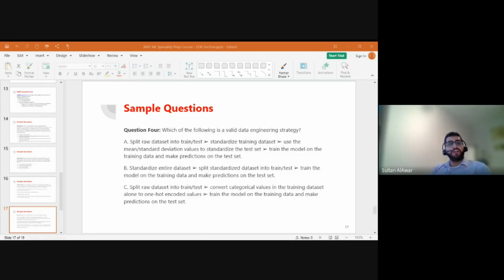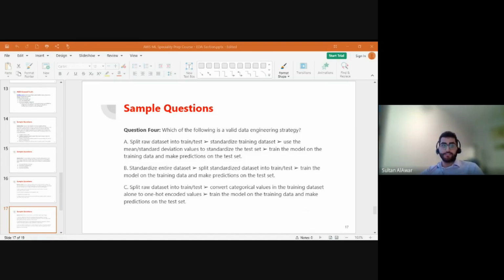Question 4, telling us which of the following is a valid data engineering strategy. Option A is to split the data set into train and test, standardize the training set using the mean and standard deviation to standardize the data set, then train the model on the training set and make predictions on the test set. Or option B could be to standardize the entire data set, split the standardized data set into train and test sets, train the model on the training data and make predictions on the test set.